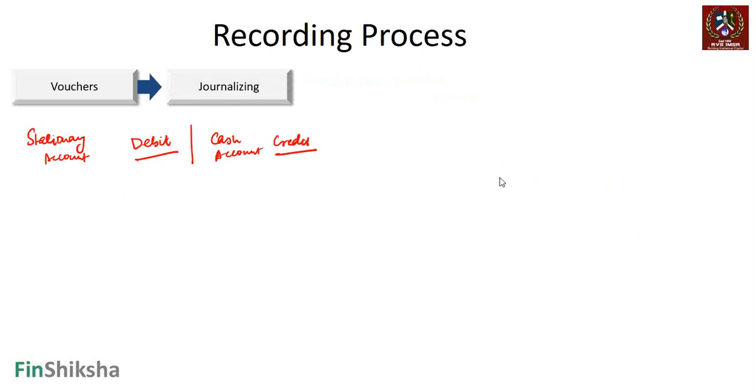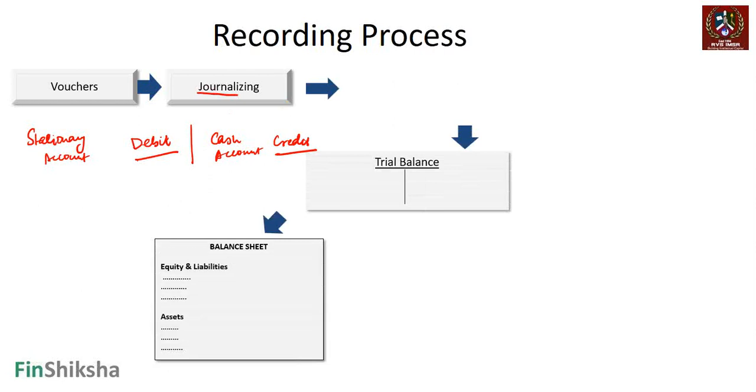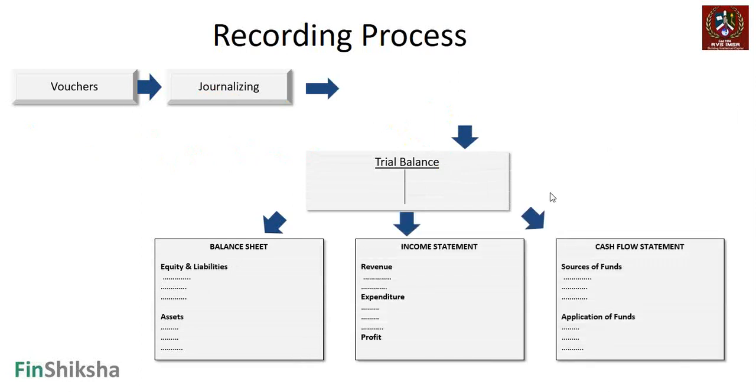You create a journal out of all these vouchers, right? So the next stage creates what is called a journal. Now you put together these journals and you create a ledger. That's a general ledger that gets created, and from that ledger, in the accounting process, you create a trial balance. Then from the trial balance, you'll create all the three accounting statements.